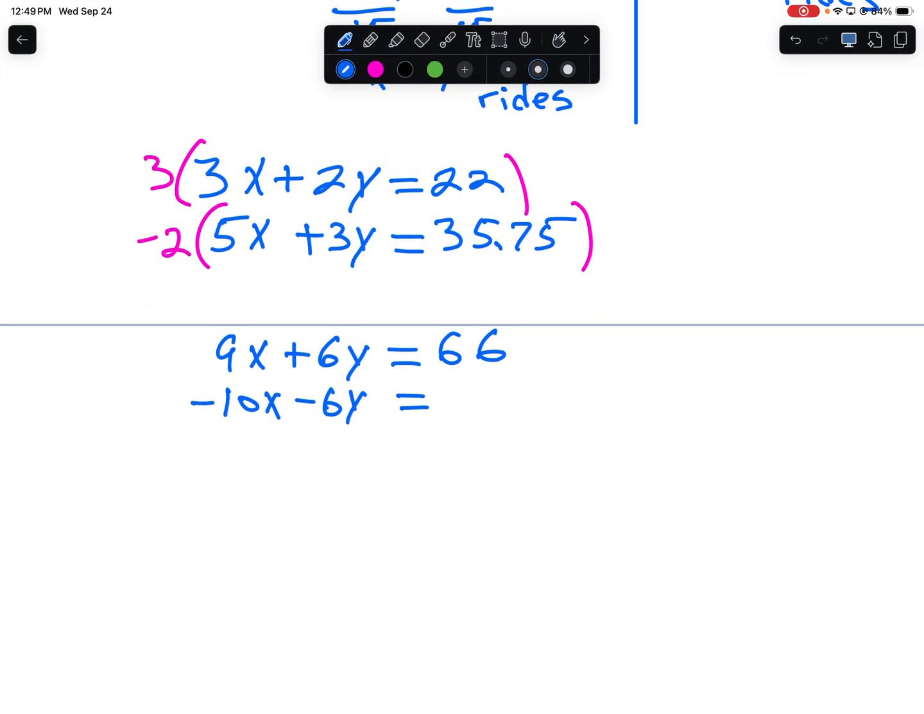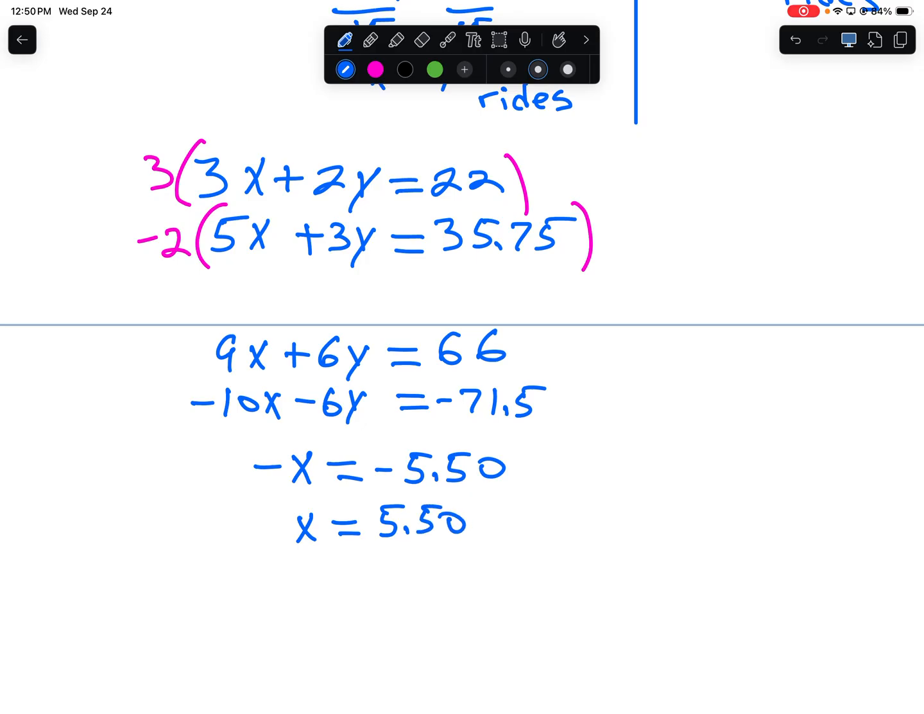What's 35.75 times negative 2? Lyndon? Did you multiply by negative 2? Yeah, what'd you get for this number right here? Negative 71.5. Okay. And then you just combine like terms vertically. I'll keep going if you want. Are you good? Or you keep going? Okay, no problem. So we get negative x equals negative 550. Okay. Or is it negative 450? No, it's negative 550. So x equals 550.